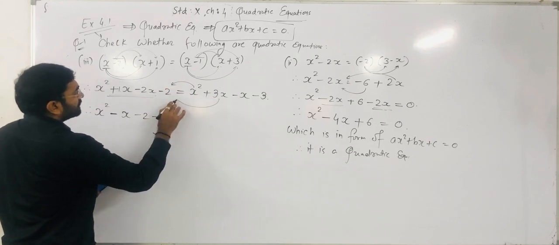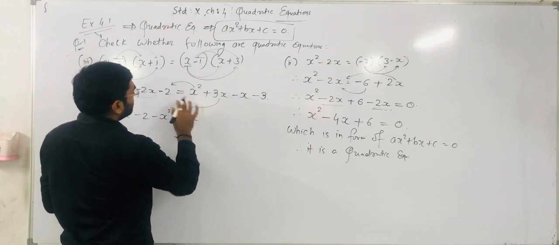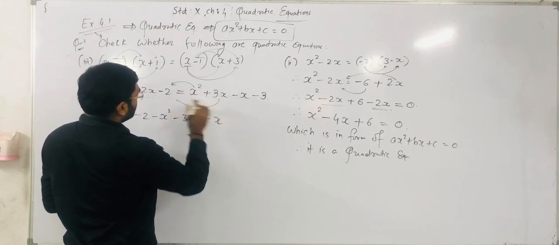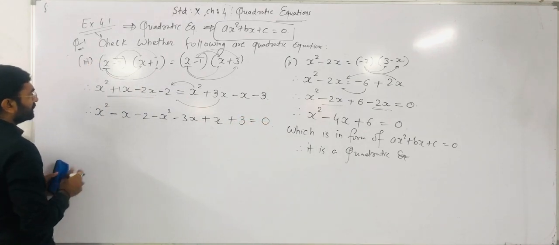So minus x square. Plus 3x becomes minus 3x. Minus x comes to plus x. Minus 3 comes to the left hand side, plus 3, is equal to 0.